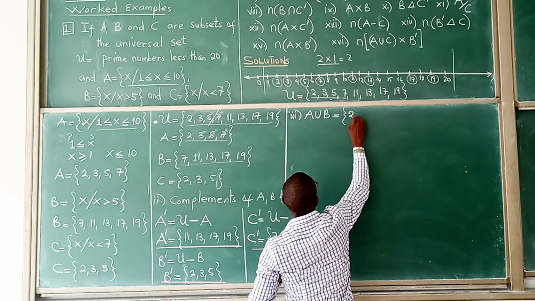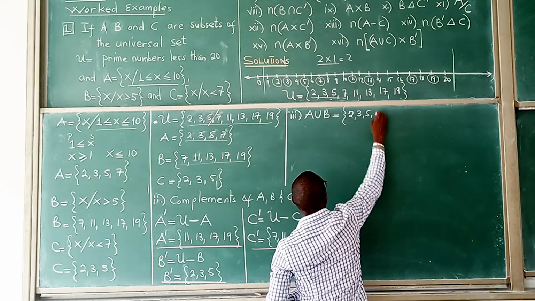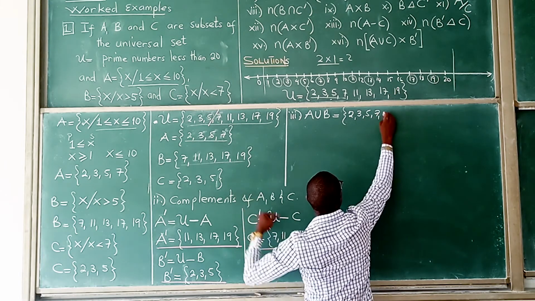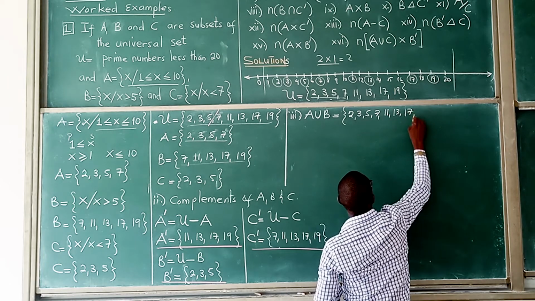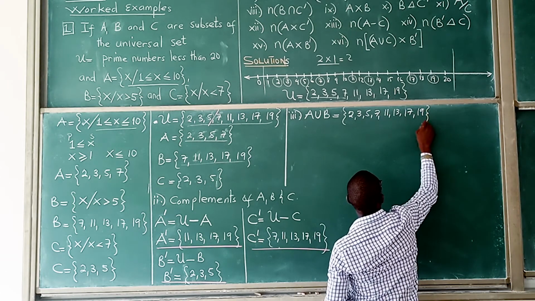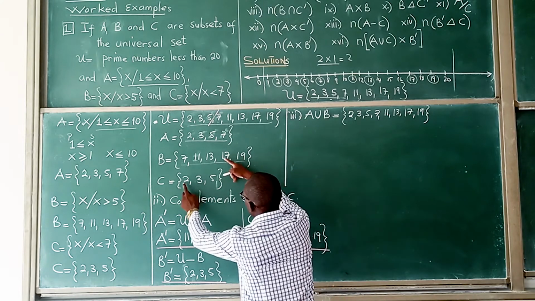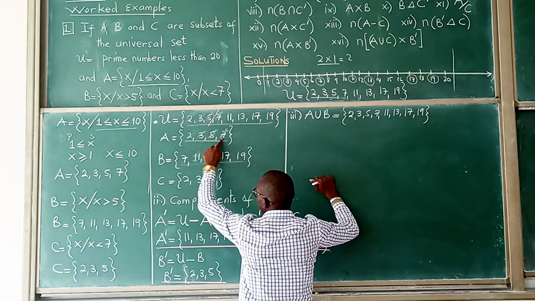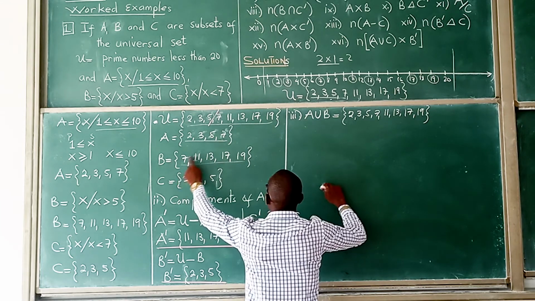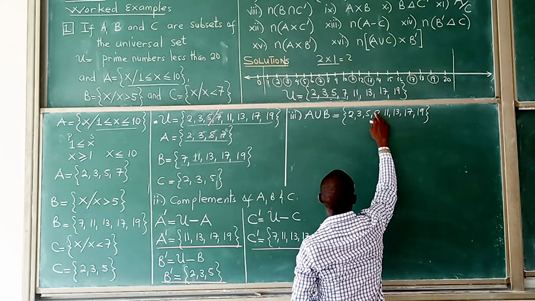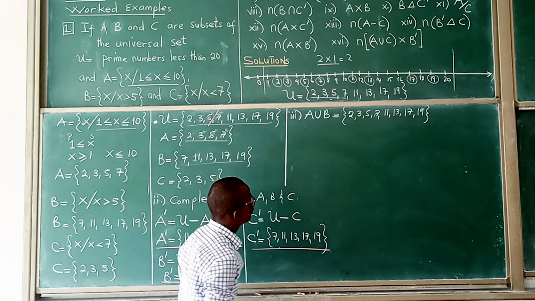So we list them: 2, 3, 5, 7, 11, 13, 17, and 19. So 17 appeared twice. 17 is in A, 7 is in A, 7 is in B, but we did not write 7 twice because the elements must not repeat.